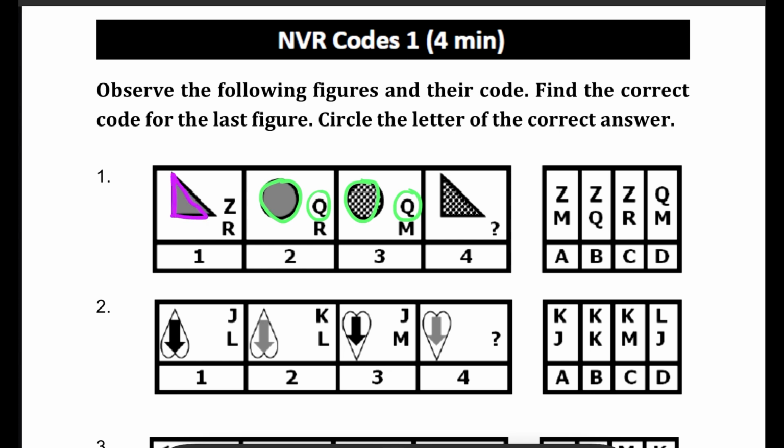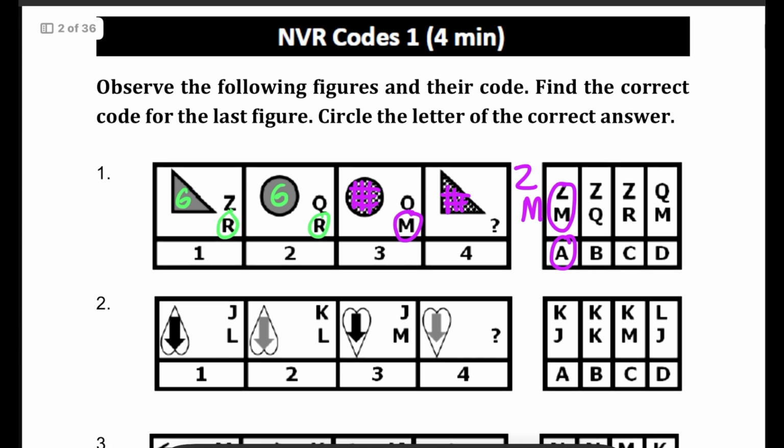Box 1 and 4 are both triangles, and box 1 has a Z as the first letter. So here we will also have a Z as the first letter. Then box 1 and 2 both have an R as the second letter, and they are both grey. And then 3 and 4 both have this checkered pattern, and the second letter here is an M, so the second letter here will be an M. ZM, so the answer is A.